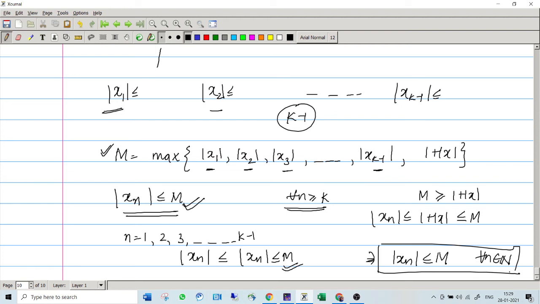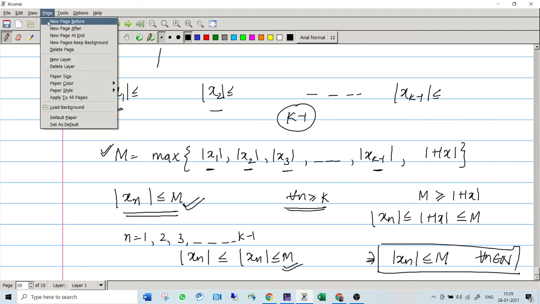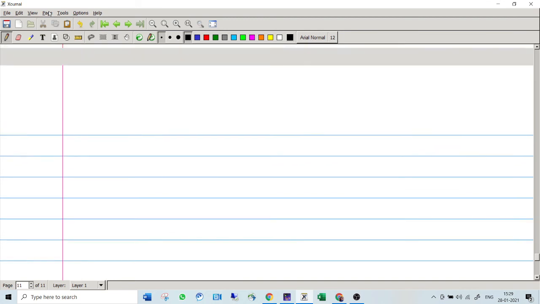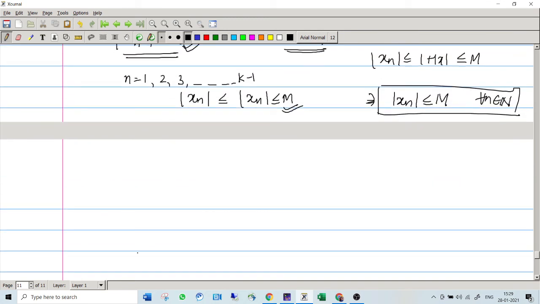Okay, is it okay now? Yes. So you have seen that your xn, which was given as convergent, is now bounded.